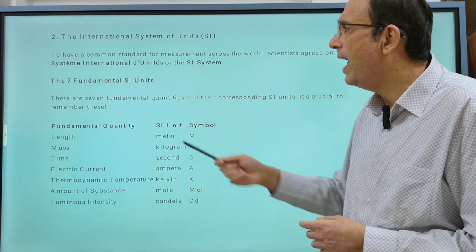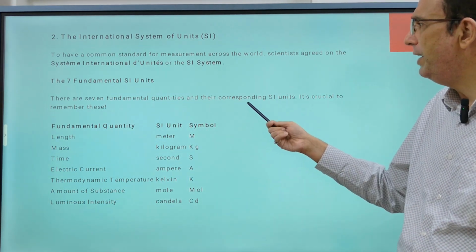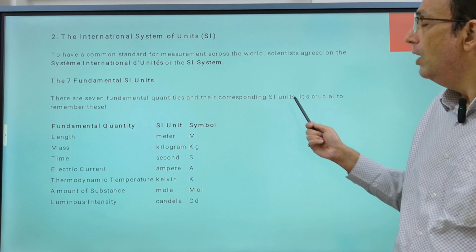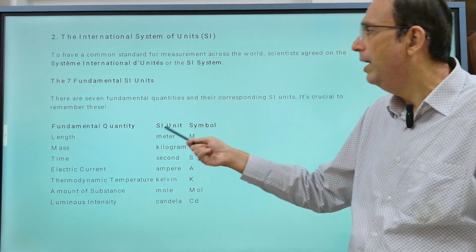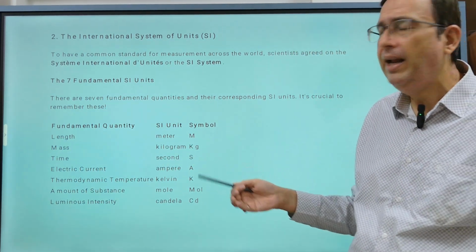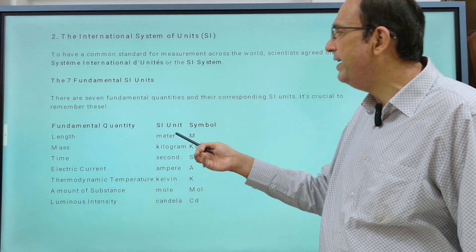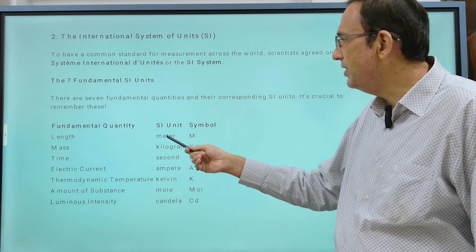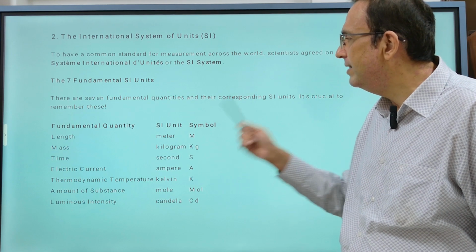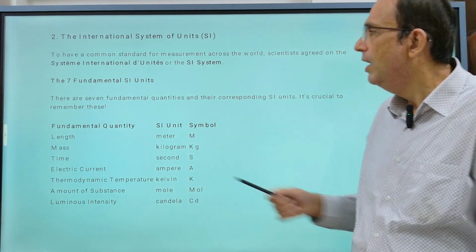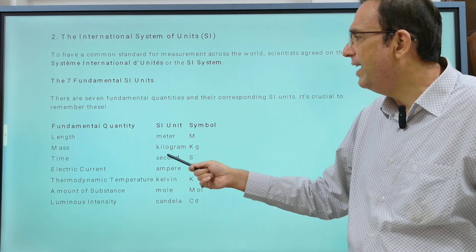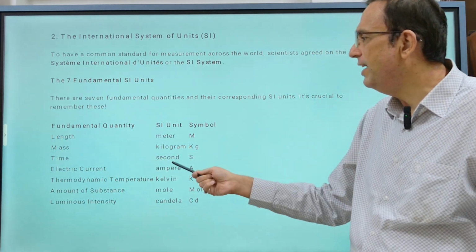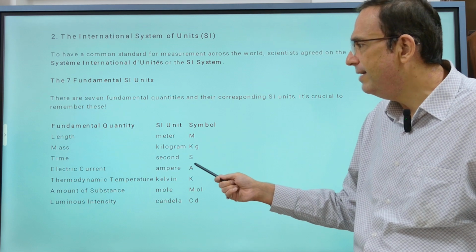So according to that, there are 7 fundamental quantities and their corresponding SI units. Length, for example, is a fundamental quantity, and its SI or standard international unit, système international unit, is meter, and the symbol is m. Similarly, mass has an SI unit of kilogram and the symbol is kg. Time has an SI unit of second and the symbol is s.